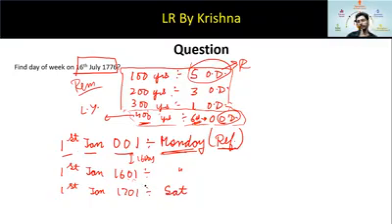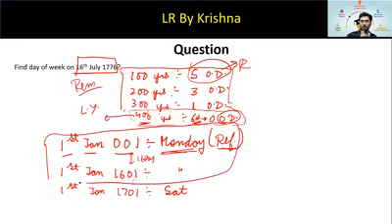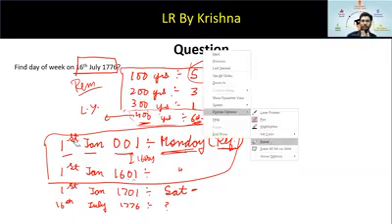Now this becomes a really easy question for you. From 1st Jan 1701, till here, the Saturday part, you can do orally. There is nothing specific in this. From here, where do you have to go? 16th July 1776. This is your question. Now try to solve this question. Again, I'm giving you some time.